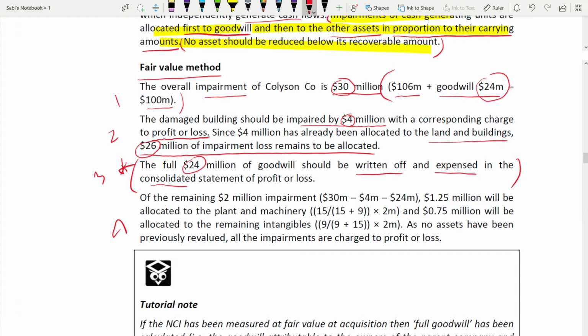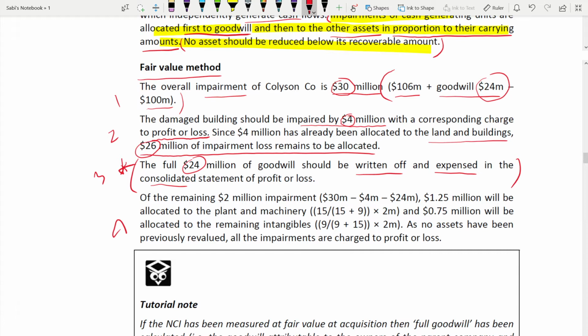So the first paragraph, if you see, they just calculated the overall impairment. That is 30 million. That's it. Second paragraph, they talked about the damaged building, how it will be allocated. Third paragraph, they talked about how it will be allocated against goodwill. Last paragraph, they talked about how it will be allocated against other assets. How? Proportionately. They have shown the proportion and everything. You see? So every line they have carefully divided. They have thought about it. This comes with practice, and you need to plan a lot in advance how you are going to divide it into different paragraphs. Okay.